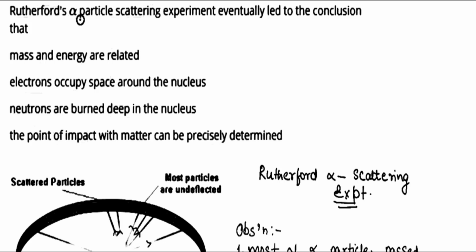So the question was, Rutherford alpha particle scattering experiment led to the conclusion that mass and energy are related. We have not seen any mass and energy relation in this experiment. Electrons occupy space around the nucleus. Yes, this was the second postulate, which said that if the nucleus is present here, then the electrons will revolve around in circular paths, and these paths are called orbits. Neutrons are buried deep inside the nucleus. There is nothing said about neutrons here. The point of impact with matter can be precisely determined. This is also false. So the only correct statement is electrons occupy space around the nucleus. Thank you.